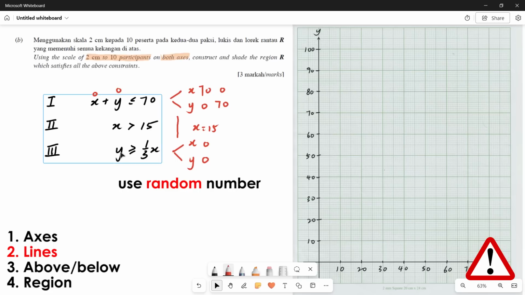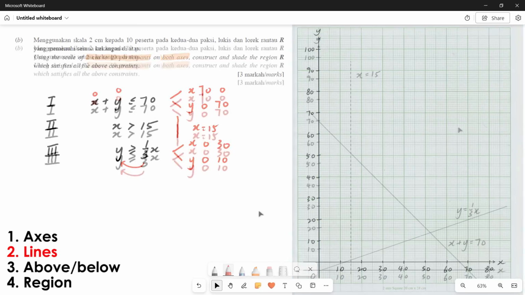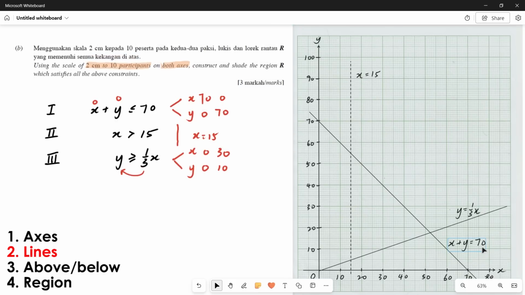Okay, so let's say we substitute y with 10. So 3 moves to the other side, here will be 30, so x will be 30. So I'm going to join up the points (0, 0) and the point (30, 10), which is here, and draw the line. Alright, so once we draw the 3 lines, it will be something like this.